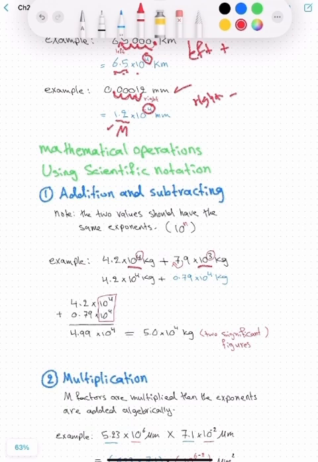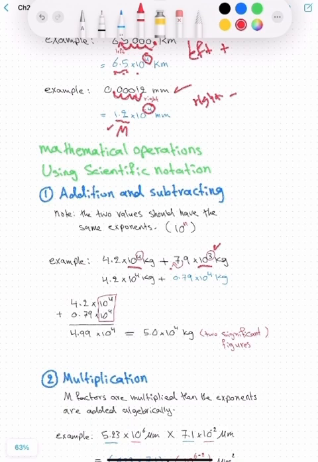Okay, so here we have 10 to the power of 4, here we have 10 to the power of 3. It's not allowed for someone just to normally add these two numbers. No, both of them should have the same power. So change this into having the same power. We can change this 10 to the power of 3 into becoming 4.